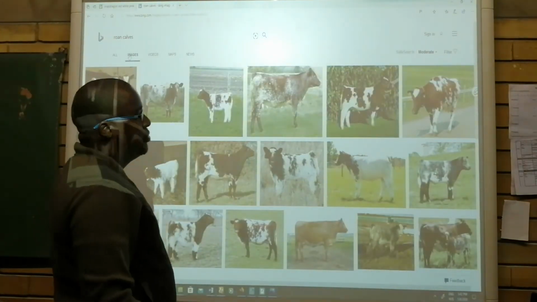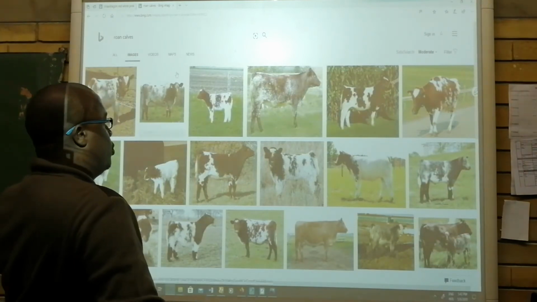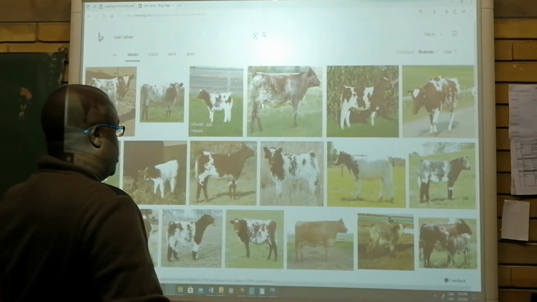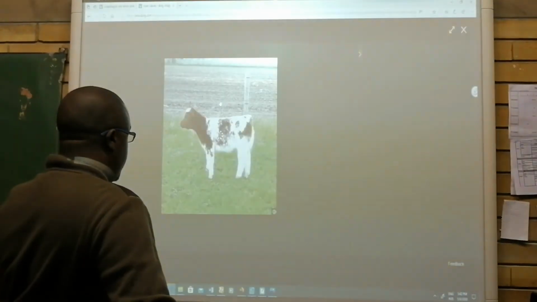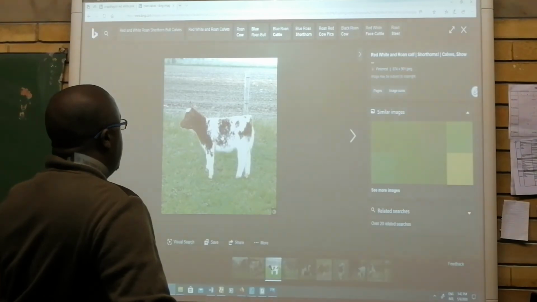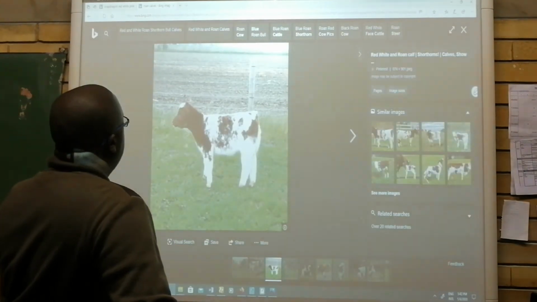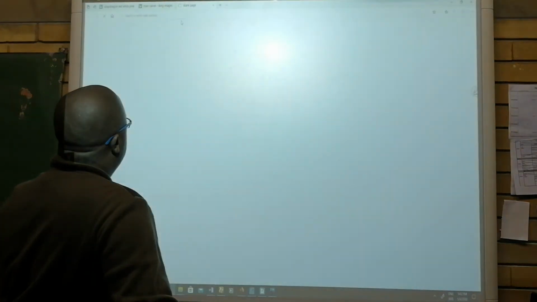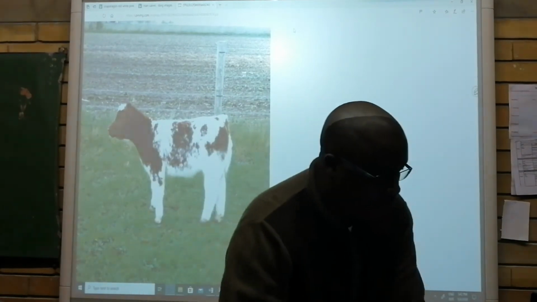These are wrong calves. You must have seen this before. Why? Because, let me take this one. This is a result. This cow is a result. Let's open it there. Full image. There we go.